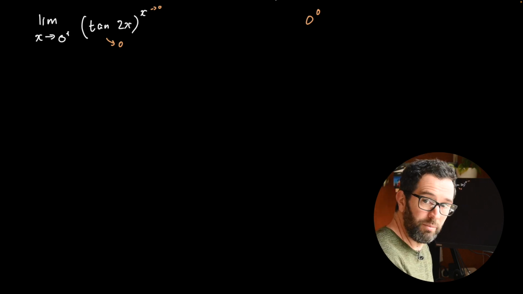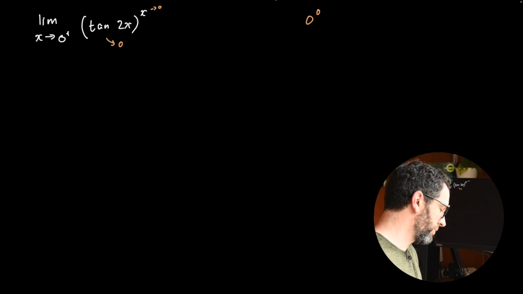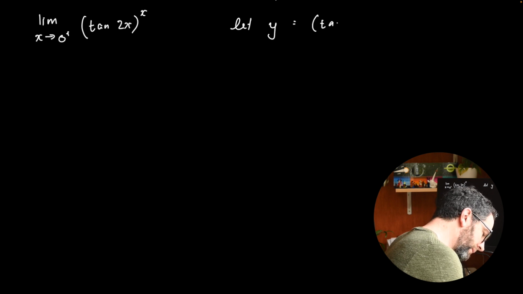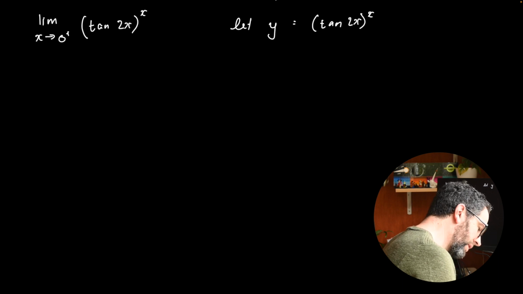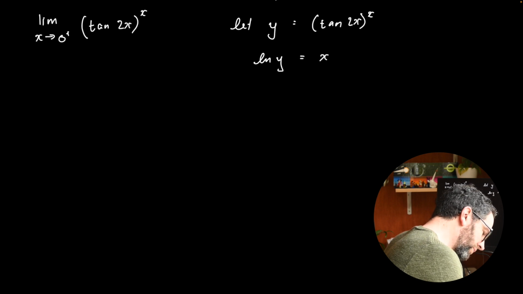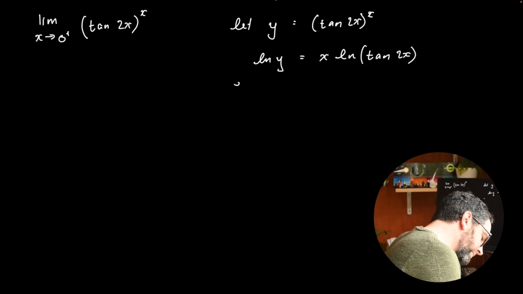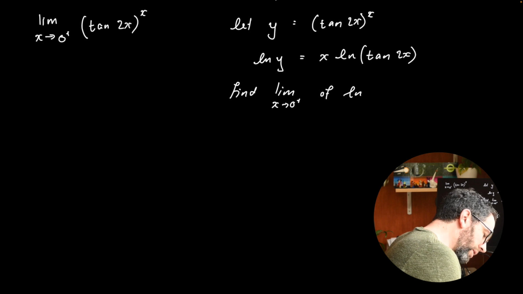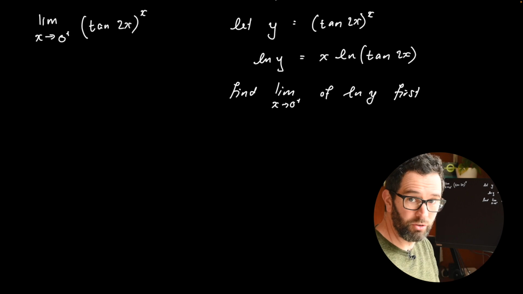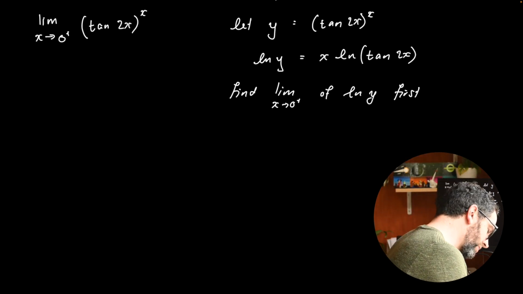So once again, L'Hopital's rule can be used for these problems, but not straight away. We have to do a little bit of work first. The trick with these ones is to let y, another variable, be our thing that we care about, tan 2x all to the power of x. And then we take the logarithm of that. That equals x log of tan 2x. And we find the limit as x goes to 0 plus of log y first, and then we can turn that into the limit as x goes to 0 of y afterwards.